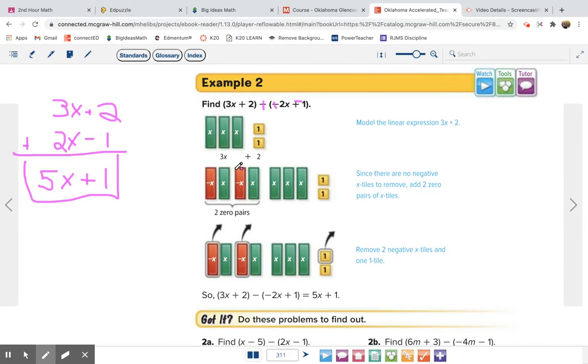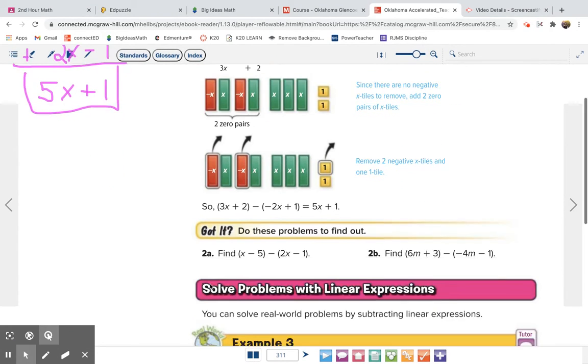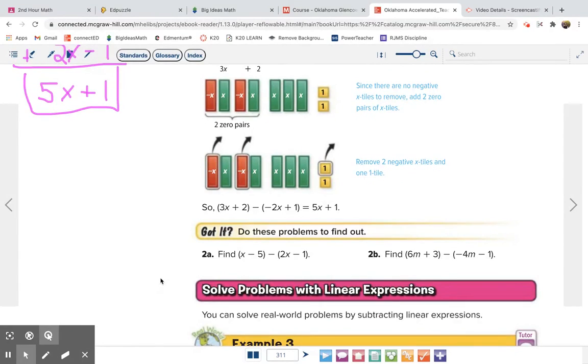Okay, you can also, remember, set it up and do the keep, change, change as you write it down. 3x plus 2, which is keep, change, and then change the sign of everything as you write it down. Then you are still adding your like terms. So I want you to, let me scroll up so you can see them a little better. You're going to try 2a and 2b on your own. Try your best, it's okay. And then I'll go over them with you.